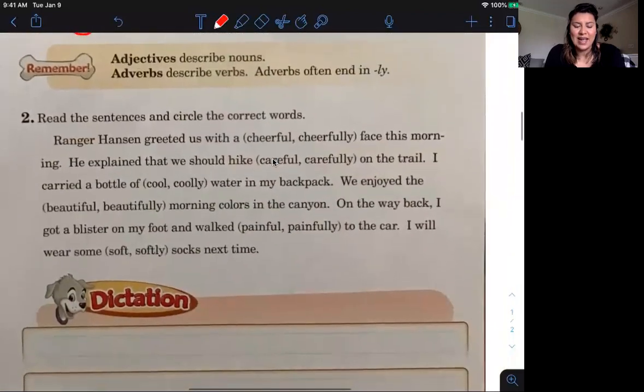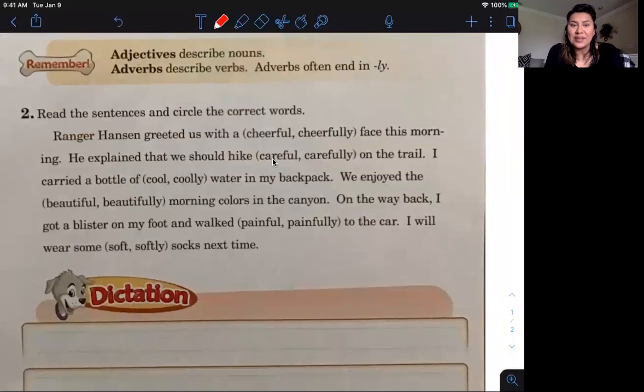All right. Adjectives describe nouns. Adverbs describe verbs. Remember, a verb means action. Adverbs often end in -ly, like slowly. Read the sentences and circle the correct words. Ranger Hansen greeted us with a cheerful face this morning, or a cheerfully face this morning. Cheerfully doesn't really make sense, so cheerful. He explained that we should hike careful on the trail, or he explained that we should hike carefully on the trail. Yes, you're right, carefully.